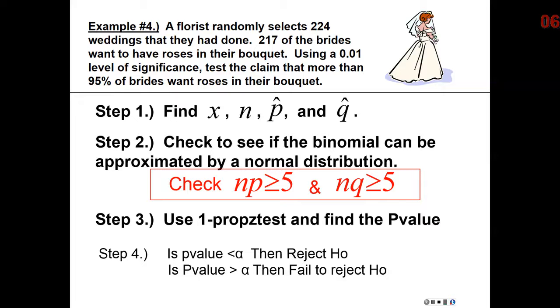Now, if you do it by calculator, what you're looking for is your p-value. If your p-value is less than your alpha, you reject the null hypothesis. If your p-value is greater than your alpha, you fail to reject the null hypothesis. Okay? So now, let's look at this.